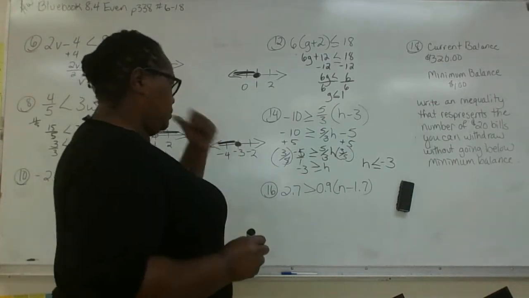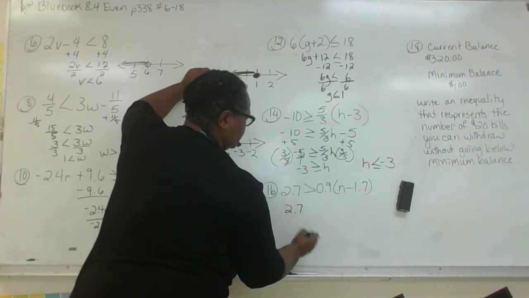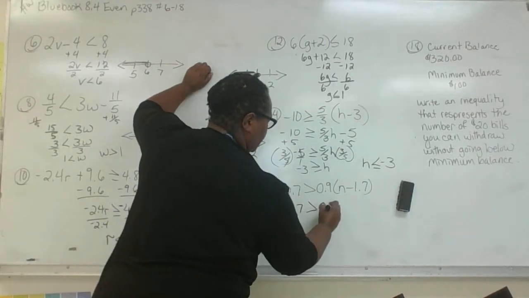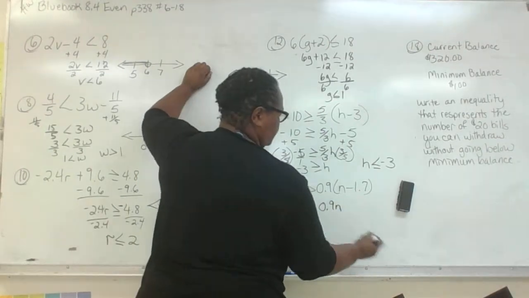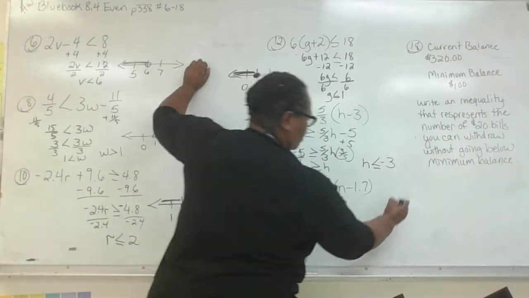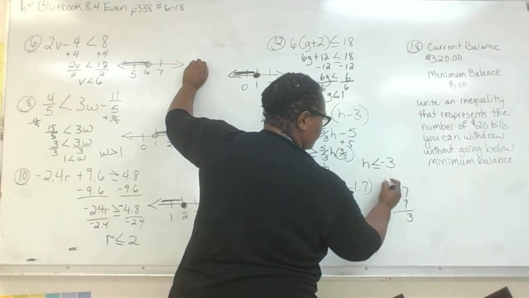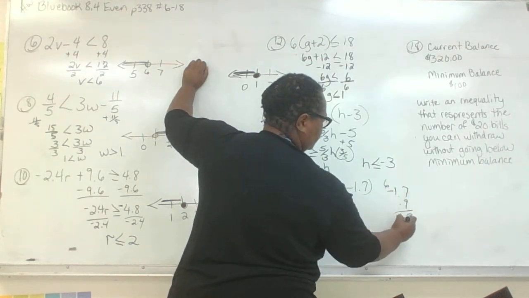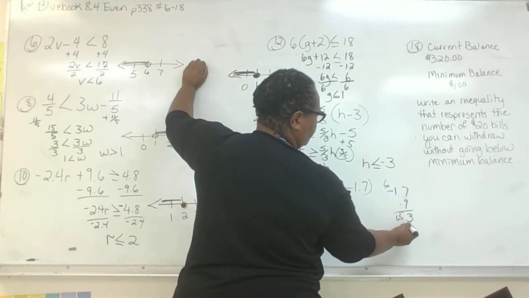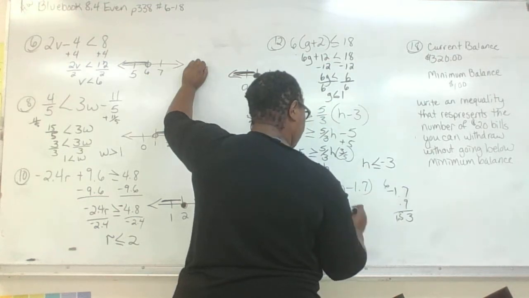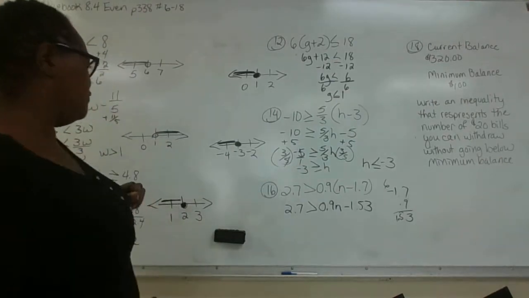Okay? Here on number 16, we have 2 7/10 is greater than 9/10 n. Let's see. We have 1.7 times 9. That gives us 3. 9 plus 6 gives us 15. Two numbers are behind the decimal point, so it's 1.53 hundredths, and it's negative, so it's -1 and 53 hundredths. All right, so now let's move forward.